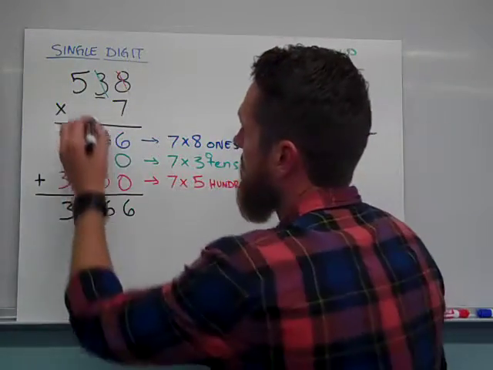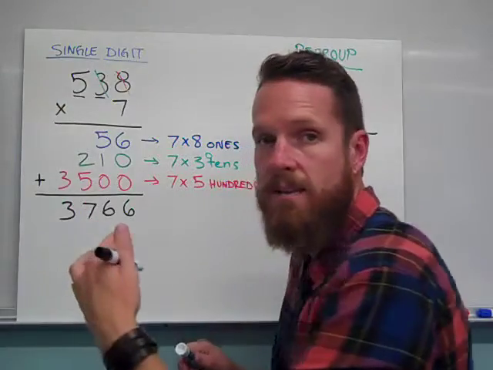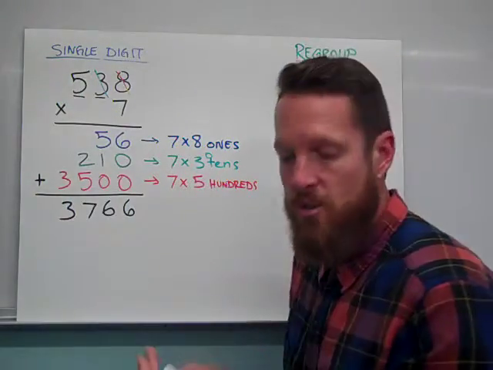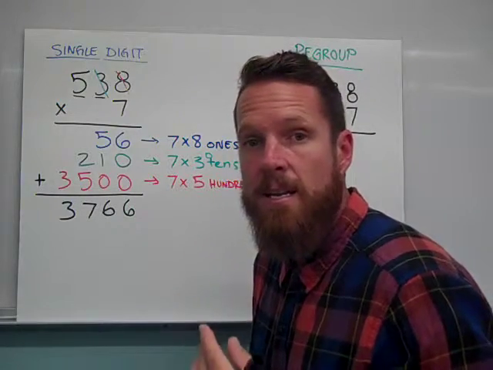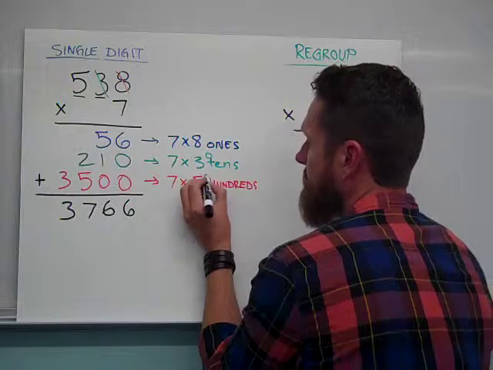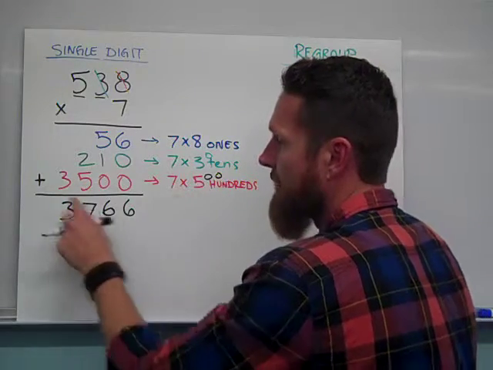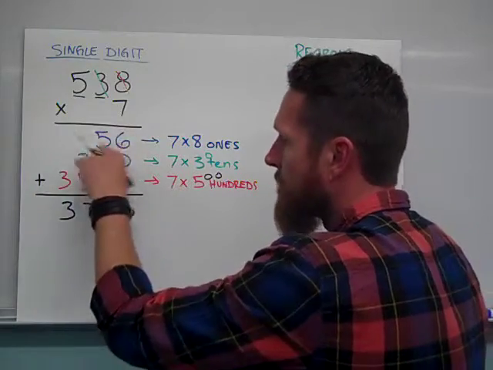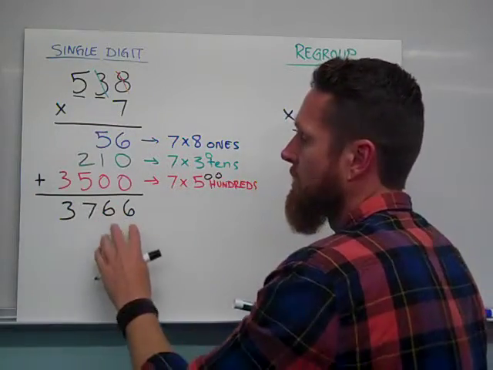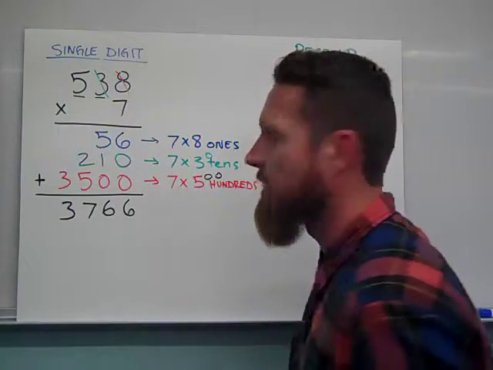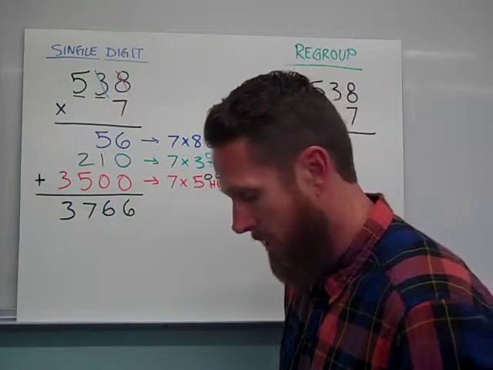So we move on to the next place value, which is hundreds. So now we multiply 7 times 5 hundreds, which is 7 times 100, 200, 300, 400, 500. And 7 times 500 is 3,500. Once we have all these partial products, we then add it up to get our final answer, which would be the product. And we get 3,766. Okay?